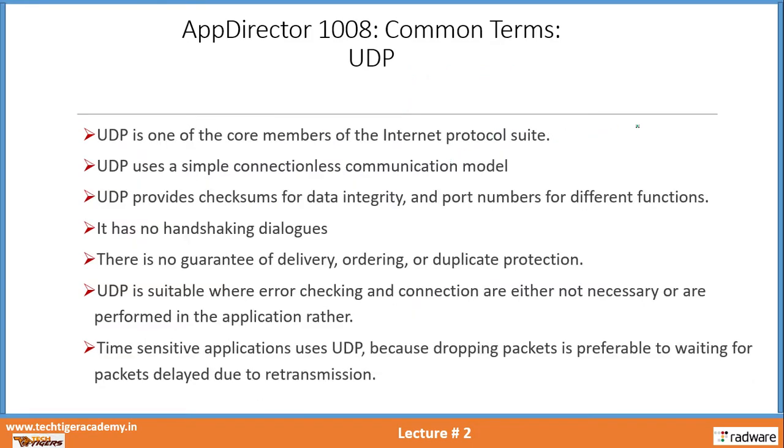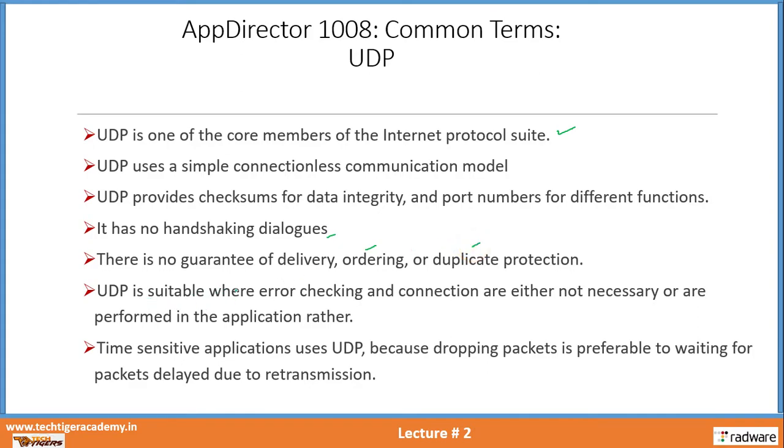UDP is one of the core members of the Internet Protocol suite. It's a simple connectionless communication protocol, and it provides checksums for data integrity, and it also provides port numbers for different functions. TCP also provides port numbers for different functions. It has no handshaking dialogues. Okay, there is no guarantee of delivery, ordering, or duplicate protection.